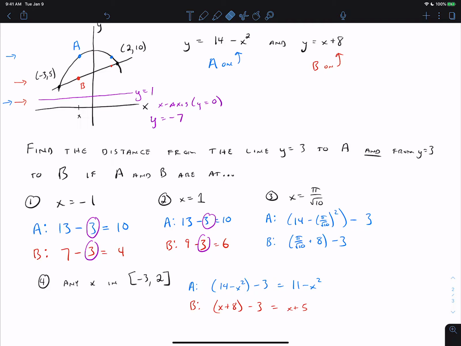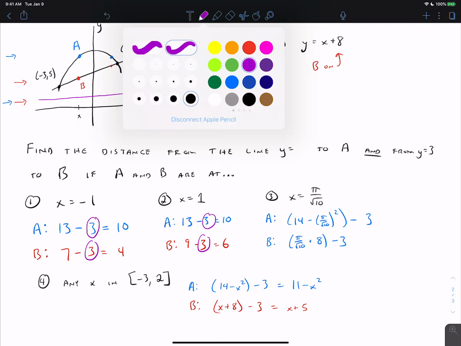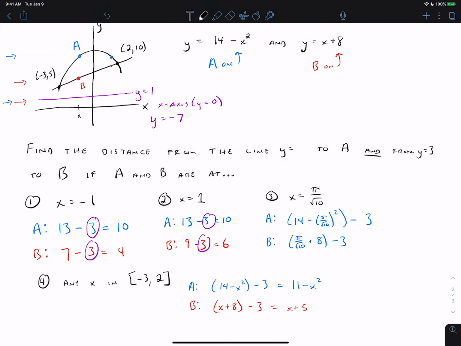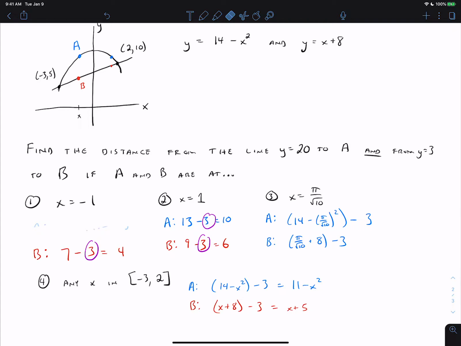The problems actually change a little bit when we talk about a line above the region. Any line below the region, we're going to handle the way we just did. Any line above the region, like 20, we're going to handle a little bit differently. And so let's do the same problem set. So we're going to erase this stuff. And we're going to do y equals 20 for the same x values.